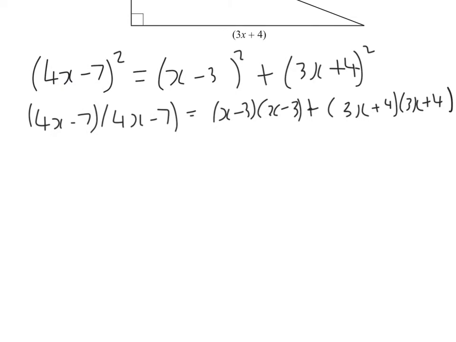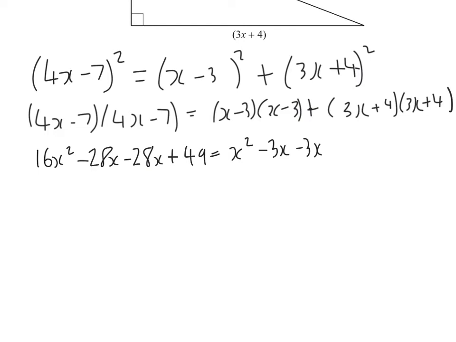So we've got 4x times 4x, which will be 16x squared. 4x times minus 7 is minus 28x. Minus 7 times 4x again is minus 28x, and minus 7 times minus 7 is positive 49. In the second expansion, x times x is x squared. x times minus 3 is minus 3x, and minus 3x again. And then minus 3 times minus 3 is positive 9.